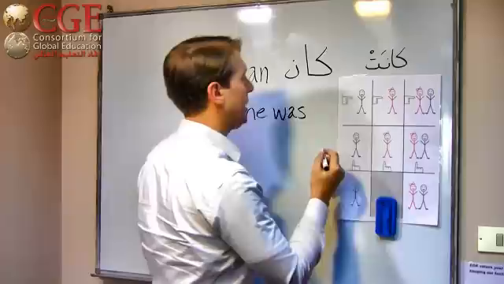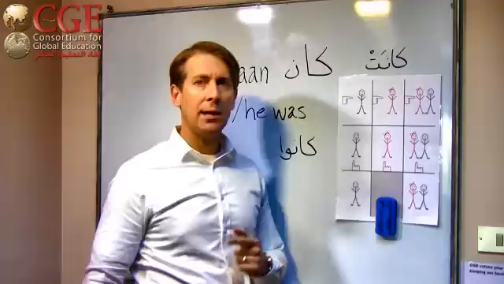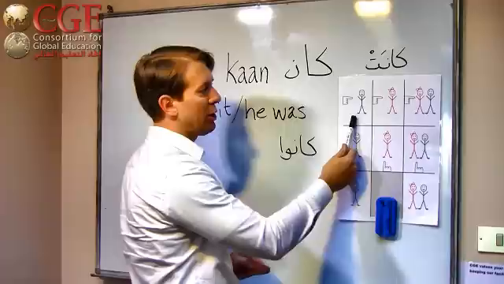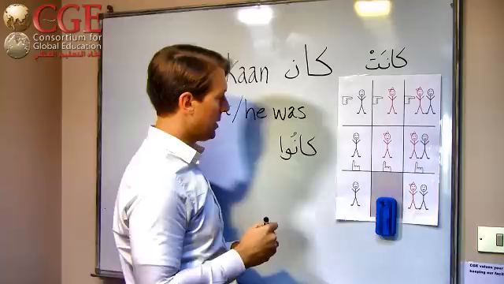Let me put it over here actually. Kaanu. There it is. Kaanu is they were. They were. Okay, so let's look at those again. Kaan, kaanat, kaanu. Notice this one, of course, has a dhamma on it, kaanu.